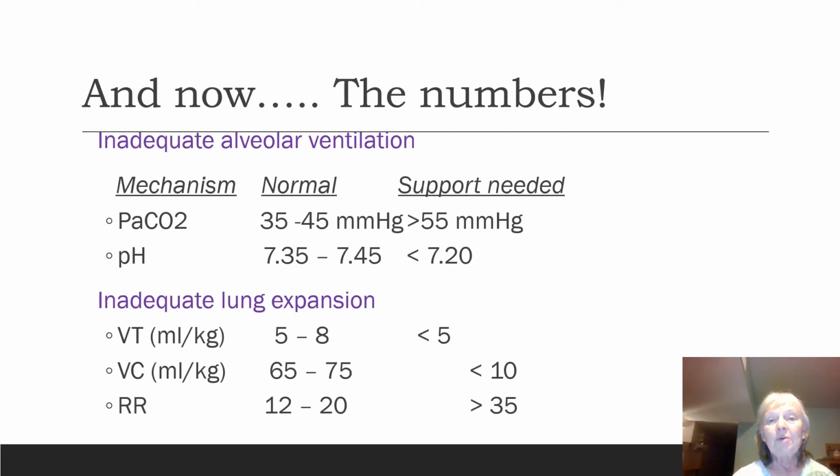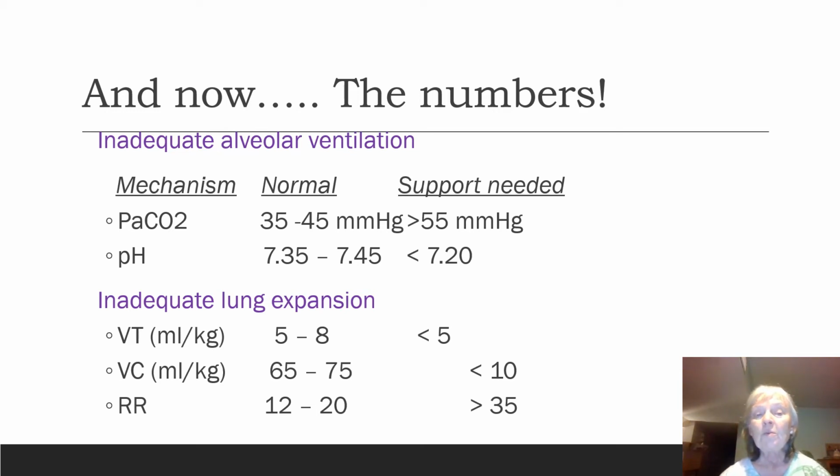So there are some numbers, and these numbers come out of Egan's. They're on page 998, and they will differ a little bit from chapter to chapter, but these are numbers that you need to know. These are numbers, as you look at them, that talk about the mechanism, the norms for them, and then when is support needed. Sometimes the book shows you different things as far as this goes. With this one, if we look at the numbers, you have inadequate alveolar ventilation, okay? Remember, with inadequate alveolar ventilation, you have that increased PaCO2.